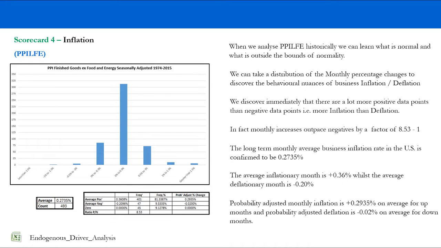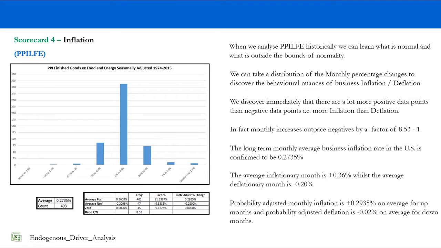Again, we discover immediately when we do this that there's a lot more positive data points than negative data points. So a lot more inflation than deflation. So everything to the right of here: 0 to 0.5%, 0.5% to 1%, 1 to 1.5%, and greater than 1.5%. So everything to the right hand side. And when we compare monthly increases to monthly decreases, the monthly increases outpace the negative months by a factor of around 8.5 to 1. And the long-term monthly average inflation rate in the US is confirmed to be spot on 2.735%. So this is PPI, average business inflation rate, ex food and energy.